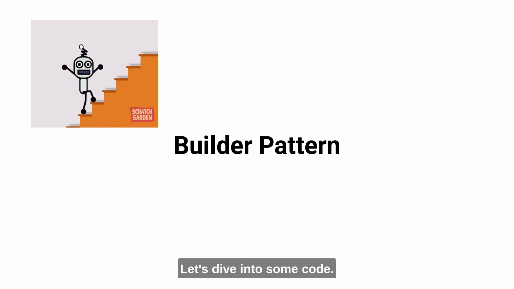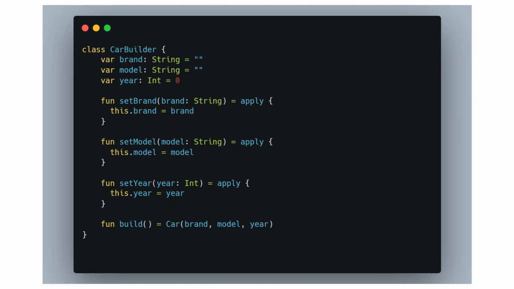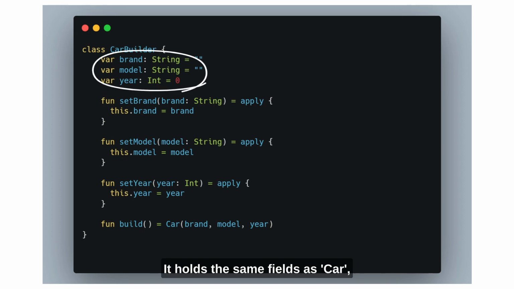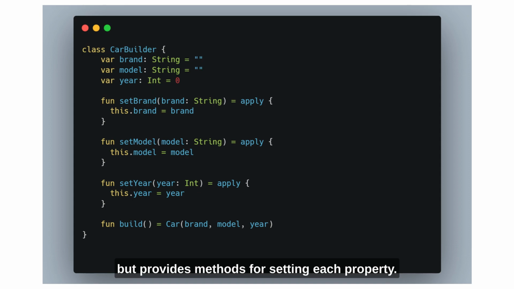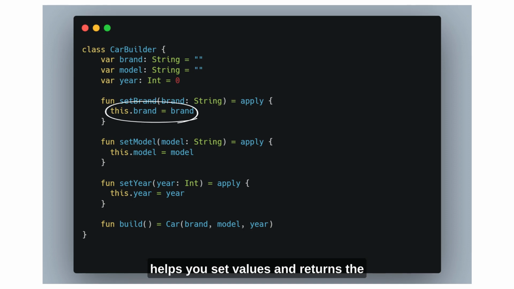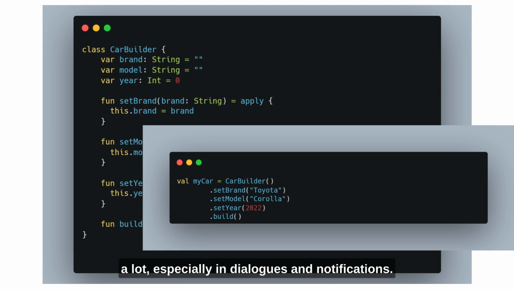Let's dive into some code. In this simple car class, what if we have multiple parameters, some optional and some required? This is where the builder pattern shines. Here, we create a car builder class. It holds the same fields as car but provides methods for setting each property. Notice the apply function? That's a Kotlin standard library function that helps you set values and returns the same object, allowing for method chaining. In Android, you encounter the builder pattern a lot, especially in dialogues and notifications.